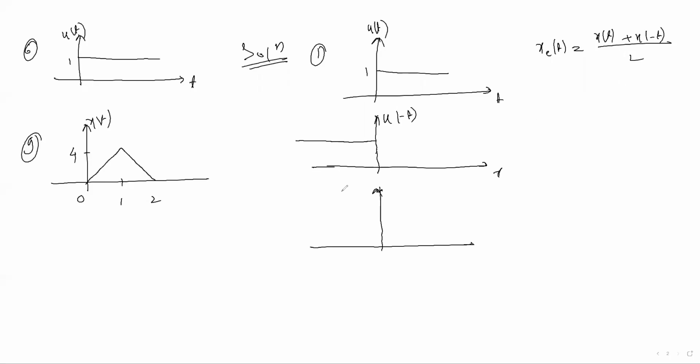Now when you add, this comes as a constant, because the left part will come from the below signal and the right part will come from the above signal u of t. And when you divide by 2, it will come as 0.5, or you can write 1 by 2. This is the x e of t. Then what will be the x o of t?